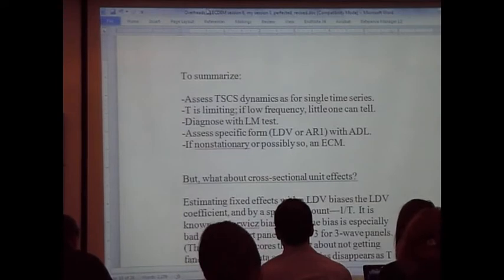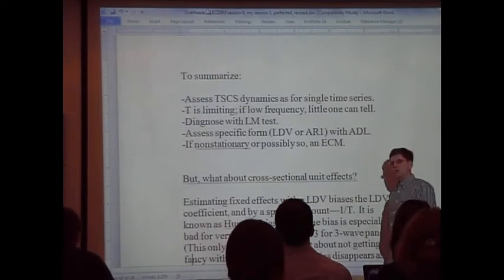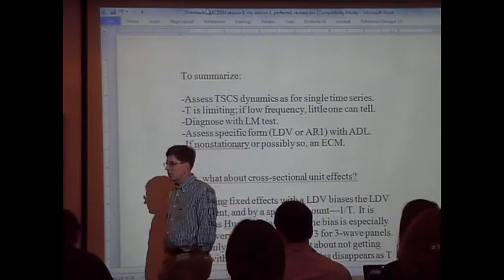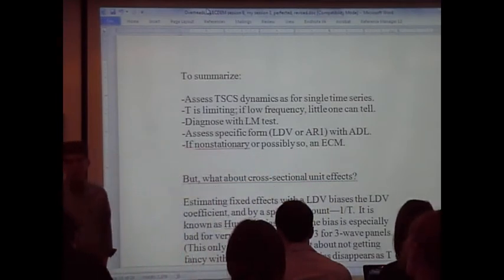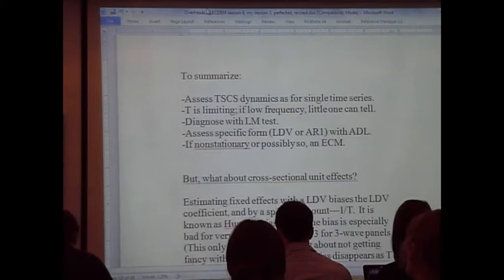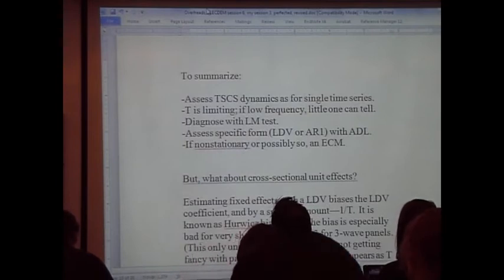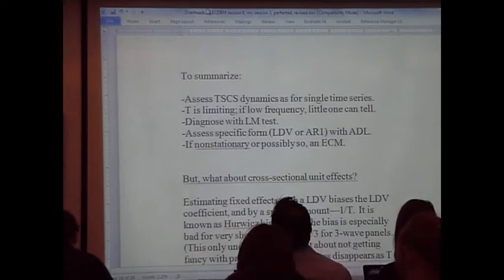The T is really, really limiting. This is also true of a single time series analysis. It was true of a pooled cross-section time series analysis too. When you have a low frequency T domain, there's little you can tell about the dynamics of the variable, whether in one country or 50 countries.